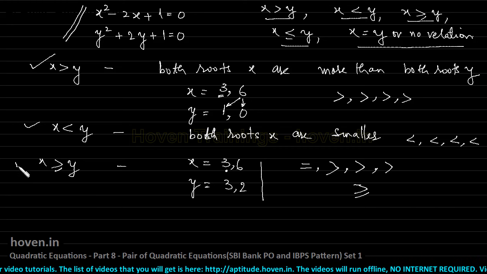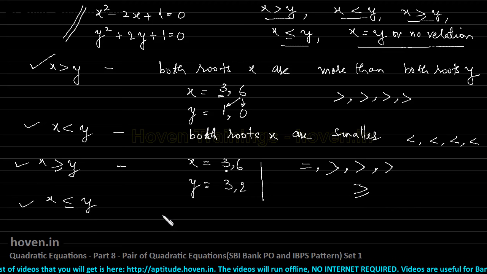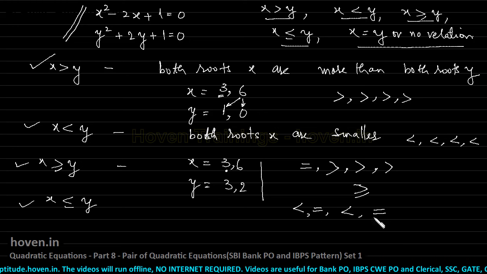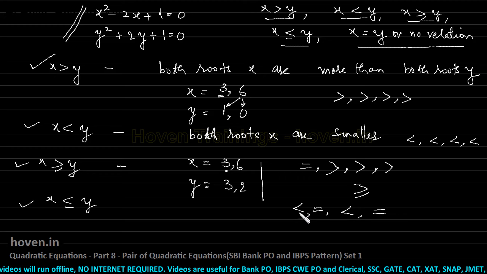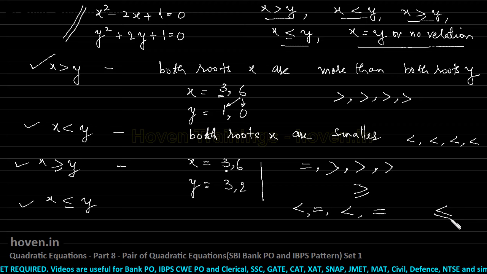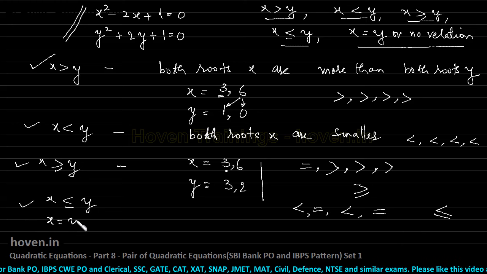Take the other case now, x less than or equal to y. In this case, the relation could be less, equal to, less, maybe another equal to. That is, in this case, we have less signs or equal to signs. This means the relation is going to be less than or equal to.